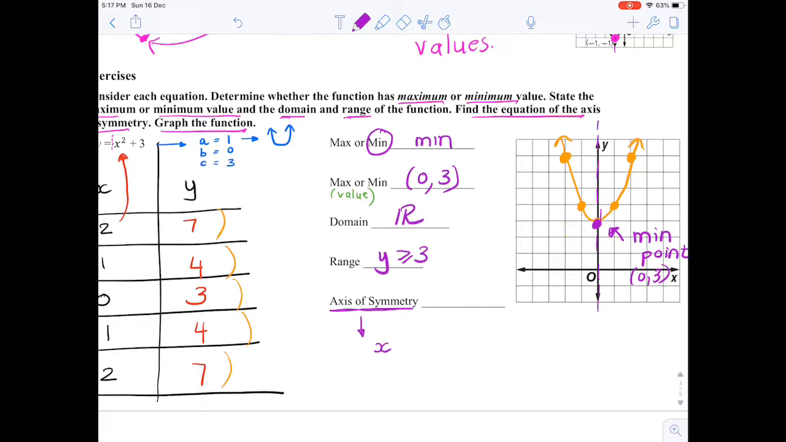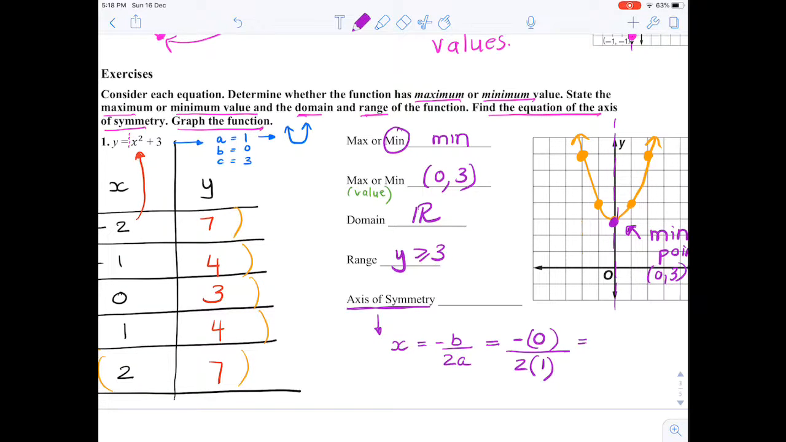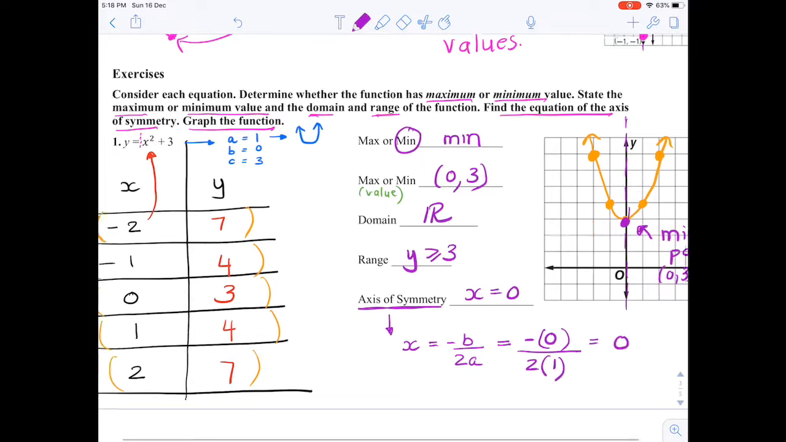So x, remember the equation for the axis of symmetry is x equals negative b over 2a. And then you do a quick substitution. Go back to your original equation. What was the value of b? It was 0. So we got negative 0 over 2 times the value of a, which was positive 1. So I have 0 over 2, which gives me 0. So my axis of symmetry is x equals 0, which means it's the y-axis. The axis of symmetry is actually right on the y-axis. That's where I would fold my parabola in half.